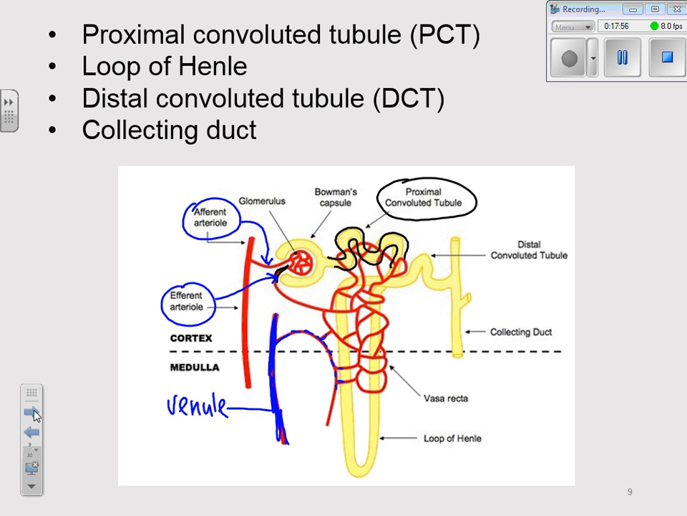So the loop is, well, all the diagrams you'll have after this will have it going down and up, but the other way round, because this one, you can see there's a crossover there. It has what we call a descending limb and then an ascending limb. And the way that works is very complex, but it's about reabsorbing water. And it sets up what we call a countercurrent multiplier. But it's a useful thing to understand.